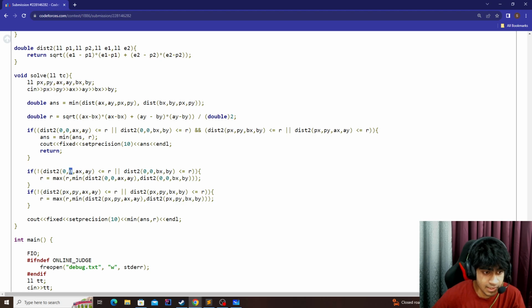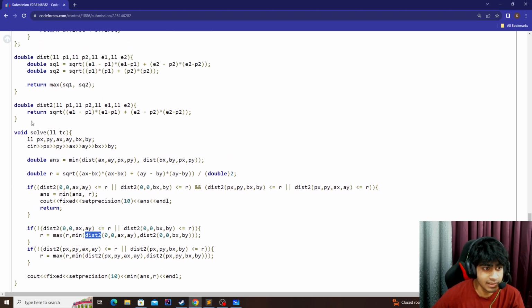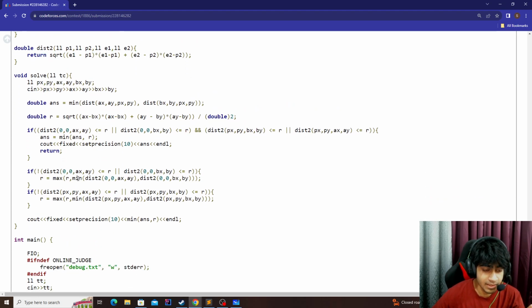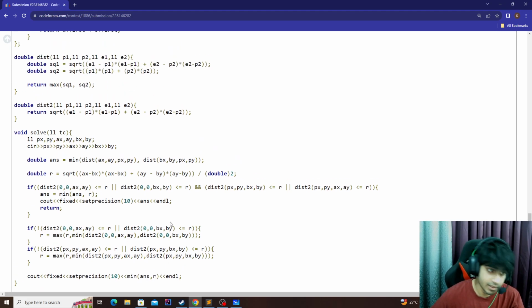Then you will check, is my 0 comma 0, that point, is it inside A or is it inside B? And if it's not inside, I've written a not. If it's not, check who is closer. Distance simply calculates the distance. Then check who is closer, AX or AY. The one who is closer, that is my new radius now. So I will again increase my radius. Again I will check the same thing for point P. Are you inside that A circle or B circle? If the point P is not inside either of them, I will again increase my radius. In the end, just simply print the answer.